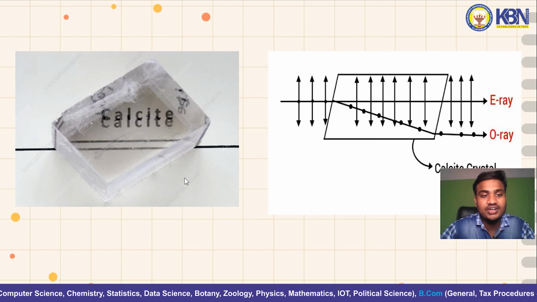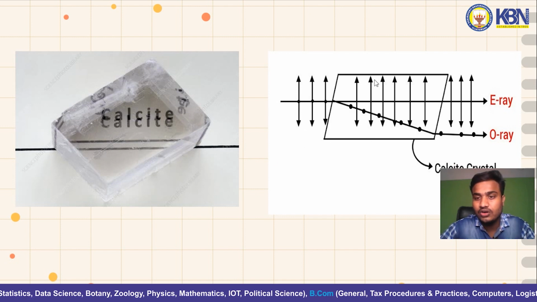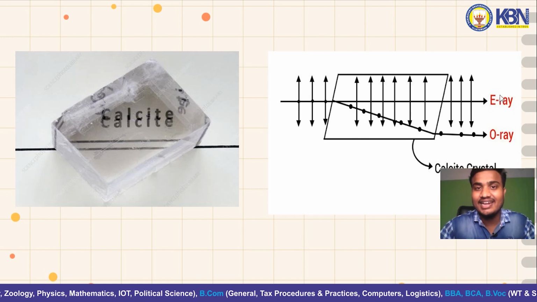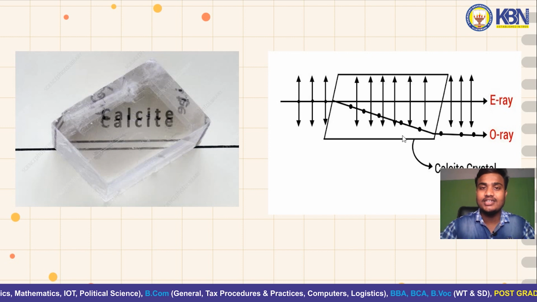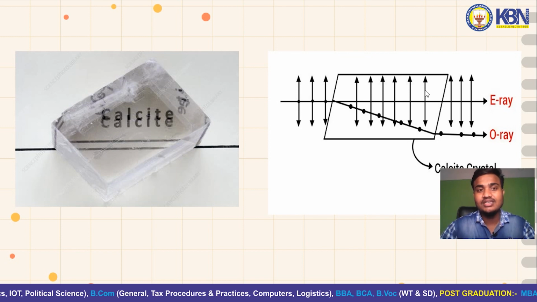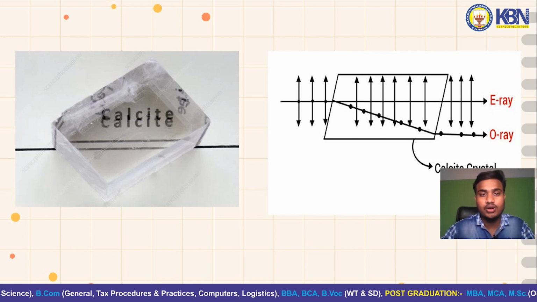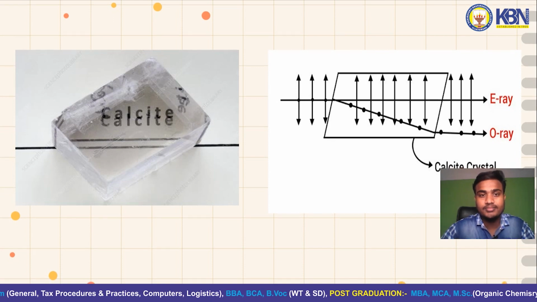This is how in general a calcite crystal looks. When an unpolarized light falls on a calcite crystal, it splits up into two parts as the extraordinary ray and the ordinary ray. This phenomenon is known as double refraction. This phenomenon is essential in the construction of the Nicol prism.